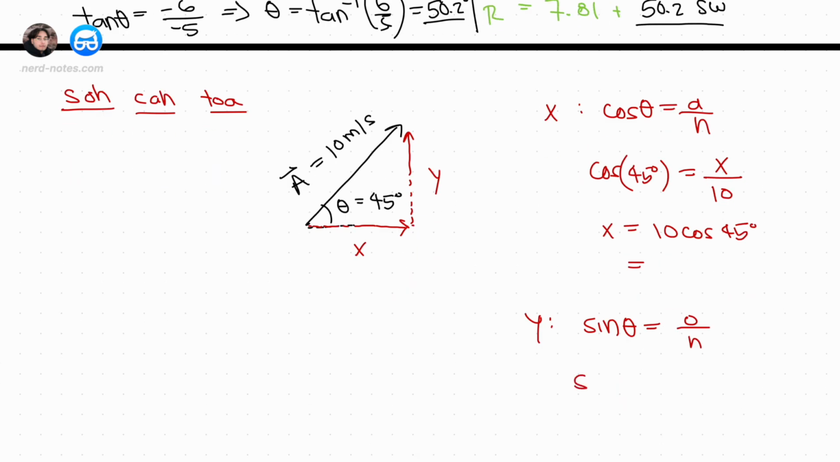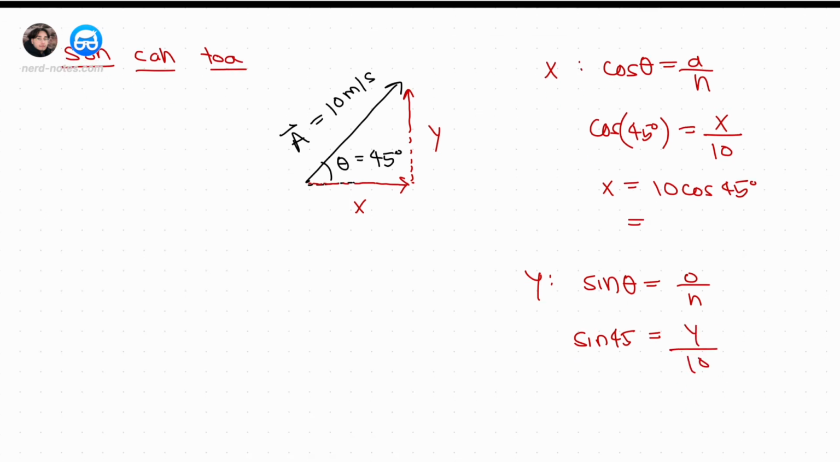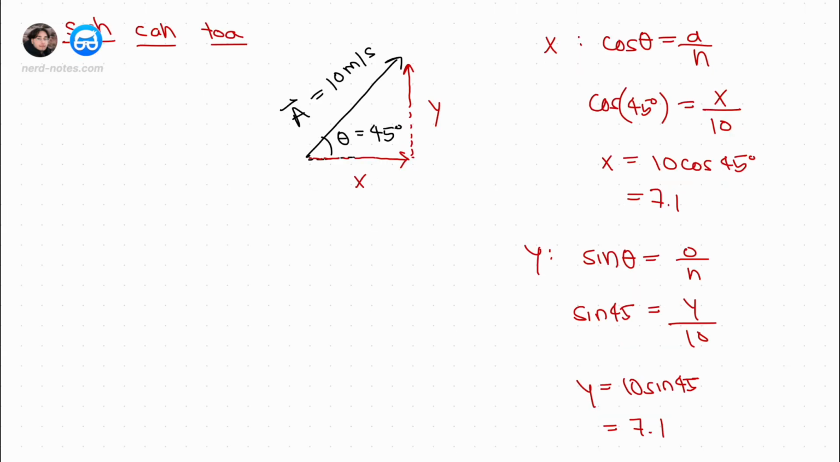Now we can just fill it in. So sine of 45 is equal to the opposite side, which is again the y side, over the hypotenuse, which is 10. And I simply go ahead and solve for y. So y is equal to 10 sine of 45. Alrighty, so I went ahead and plugged them in the calculator, and I got a final answer of 7.1 for the x side. So I'm going to write that here, 7.1, and I've also got a value of 7.1 on the y side.